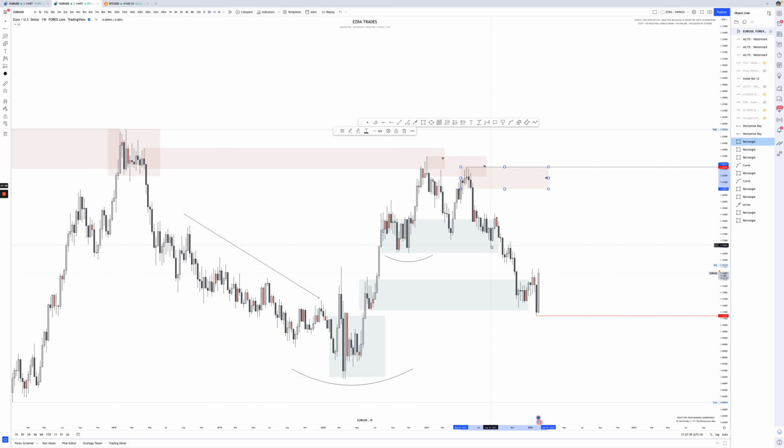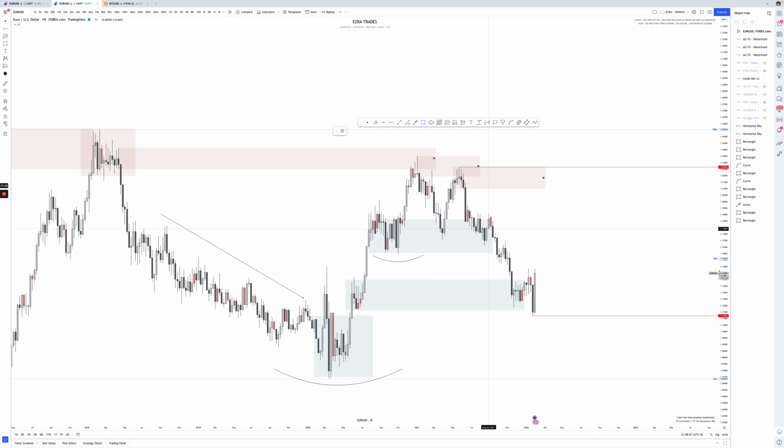So for me, this gave our last reaction. And so this is also another level that to me is valid. So what am I going to mark out? I could take this buy, but what I see is this supply inside bar that has yet to be mitigated. So for me, that's an area that I'm really attracted to paying attention to.